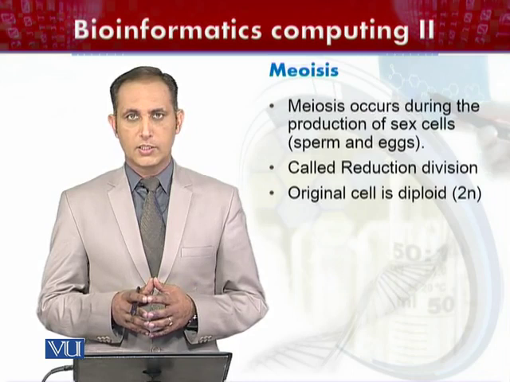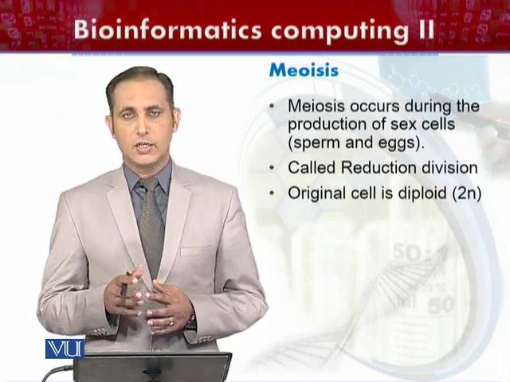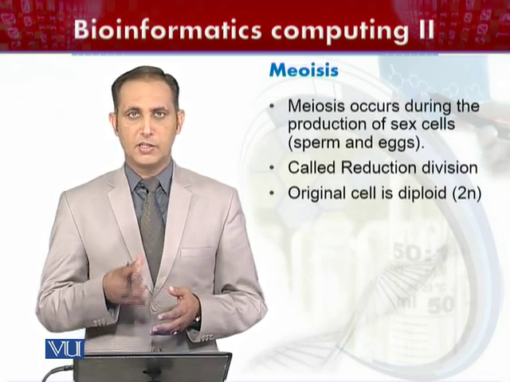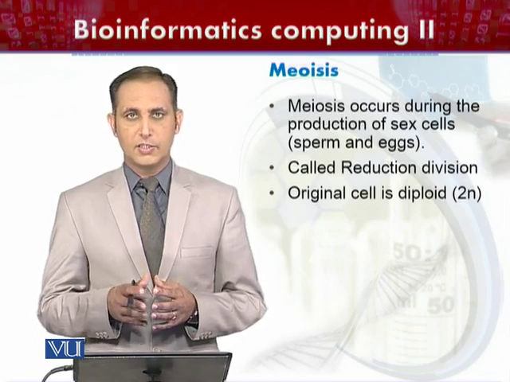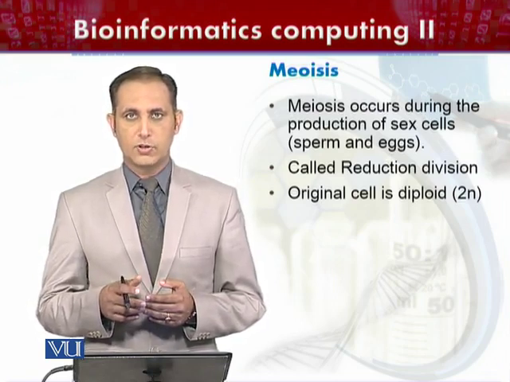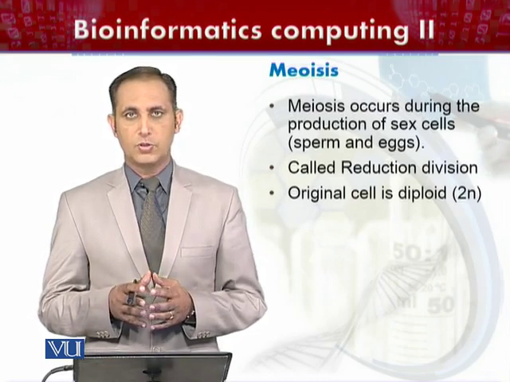Meiosis is also called a reduction division, because it results in the production of haploid cells as compared to the parental diploid cells. The parental cells are diploid, while meiosis will lead to the production of daughter cells which will be haploid with respect to their chromosome numbers.